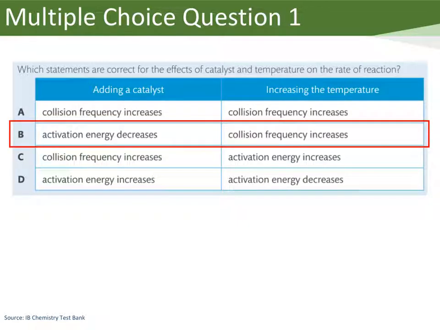B. Adding a catalyst does not necessarily increase the collision frequency, but it does decrease the activation energy such that a higher percentage of the collisions are successful. Increasing the temperature does actually increase the collision frequency, but increasing the temperature does not change the activation energy. It simply gives more particles an energy higher than the activation energy.